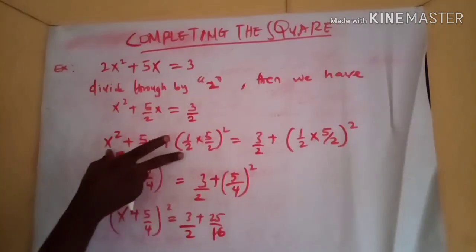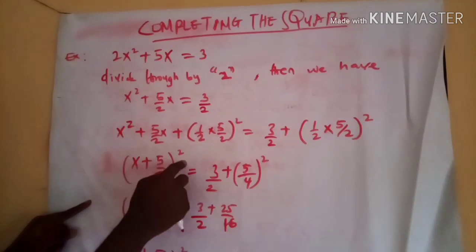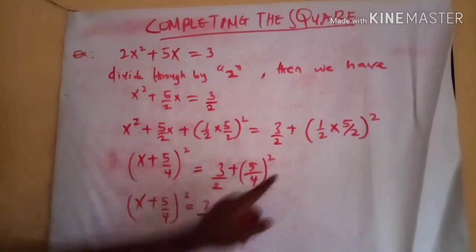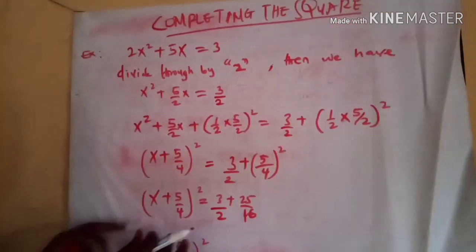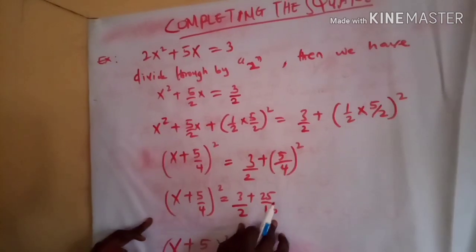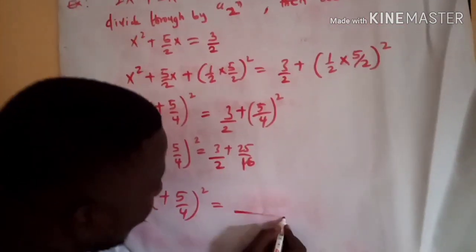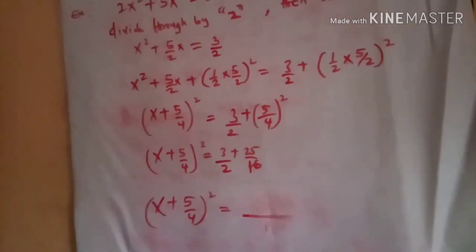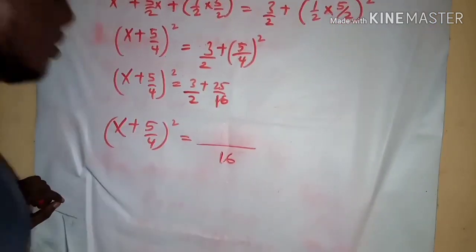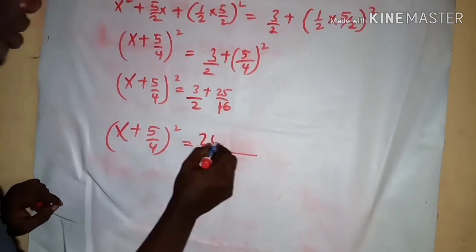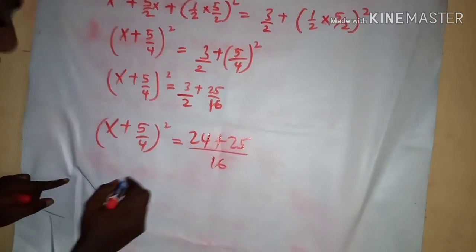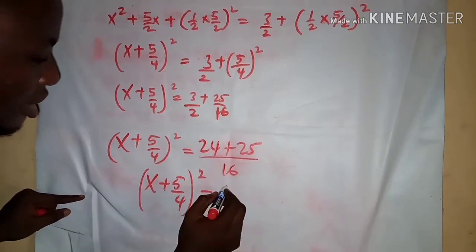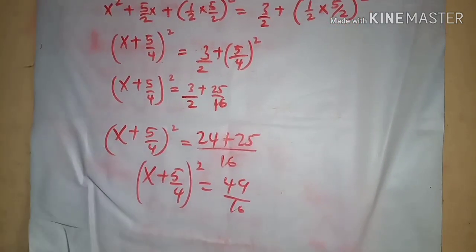So when we factorize what we have here, we have x plus 5 over 4 squared. So it's equal to 3 over 2 plus 5 over 4 squared. We have the same thing here: 3 over 2 plus 25 over 16. We use the LCM method to find the LCM of 16 and 2, which is 16. The LCM is 16, 2 goes into 16 eight times, 8 times 3 is 24, plus 25, so x plus 5 over 4 squared is equal to 49 over 16.